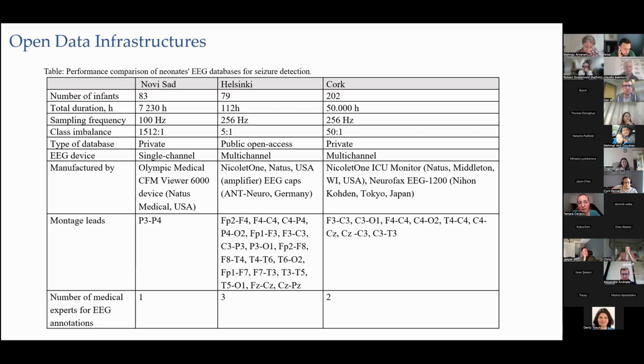We also collected data in the Novi Sad clinics. Right now, we have 83 infants and around 7,000 annotated data.